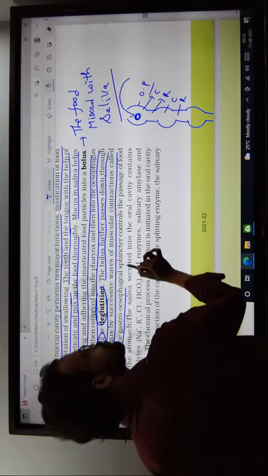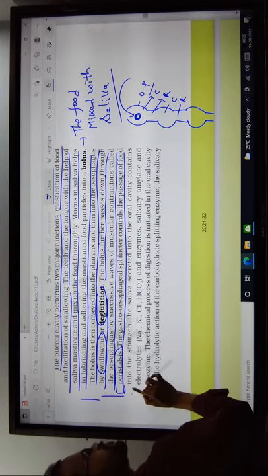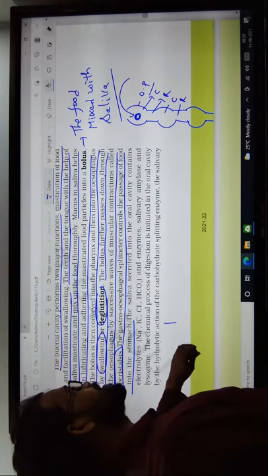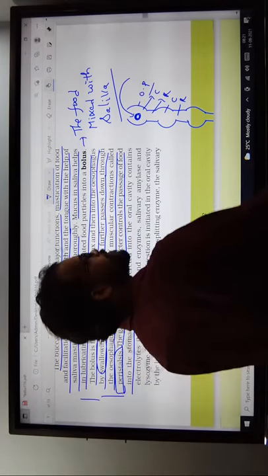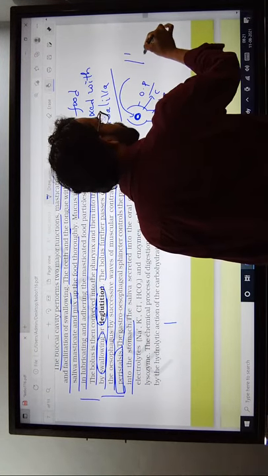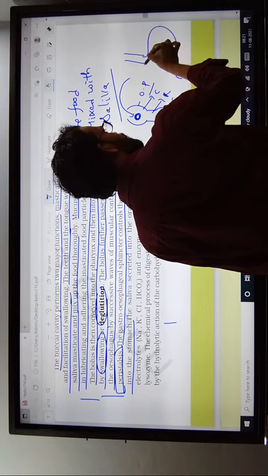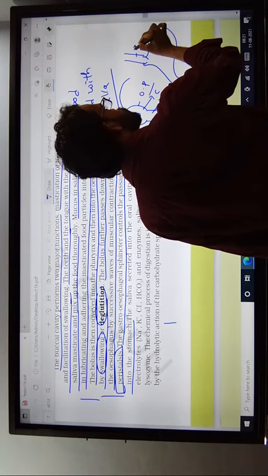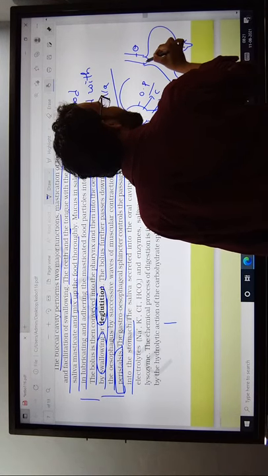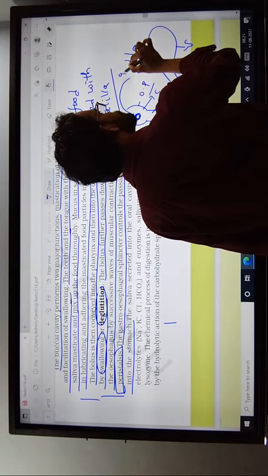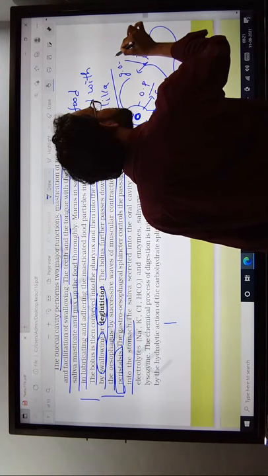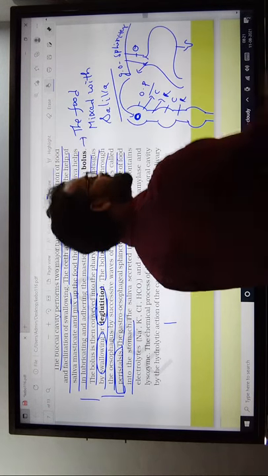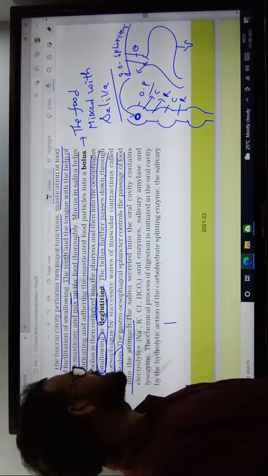The gastroesophageal sphincter controls the passage of the food into the stomach. What is it? The gastroesophageal sphincter. The esophagus opens into the stomach, and between the esophagus and stomach there is one gate known as the gastroesophageal sphincter.